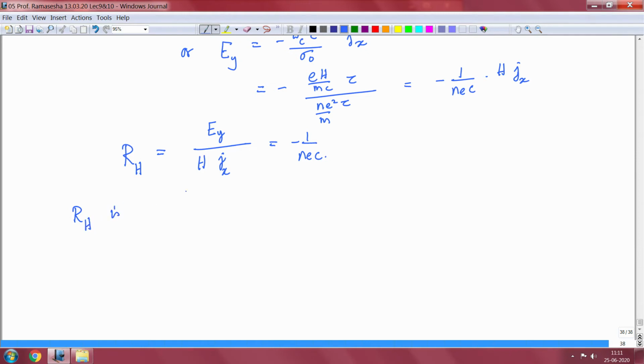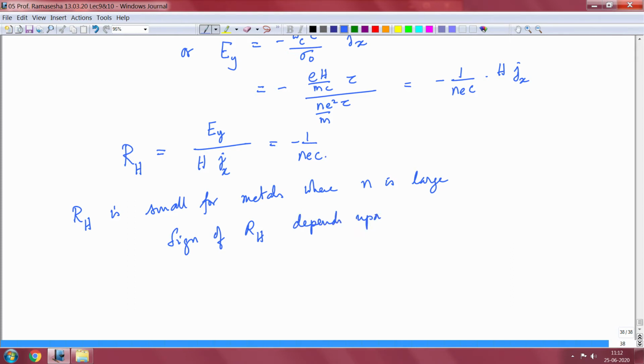So RH is small for metals where n is large, the number of carriers is large, so usually it is small, and the sign of RH or the sign of the electric field depends upon the sign of the charge carriers.